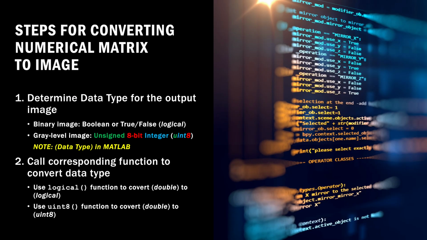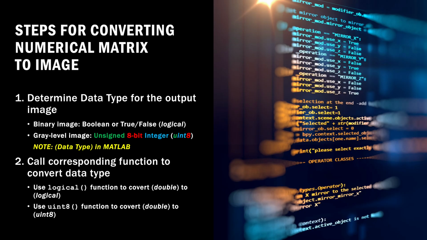When exporting a matrix to an image file, the first step is to determine the correct data type for the output image. For a binary image, each pixel has only two states: on or off. In MATLAB, this is represented by the Boolean data type called logical. For a gray-level image, each pixel can have 256 possible values, ranging from 0 to 255, to represent different brightness levels. In MATLAB, this is represented by the unsigned 8-bit integer data type, written as UINT8.